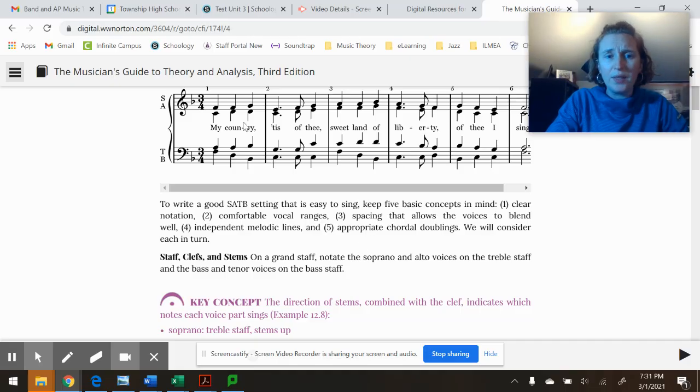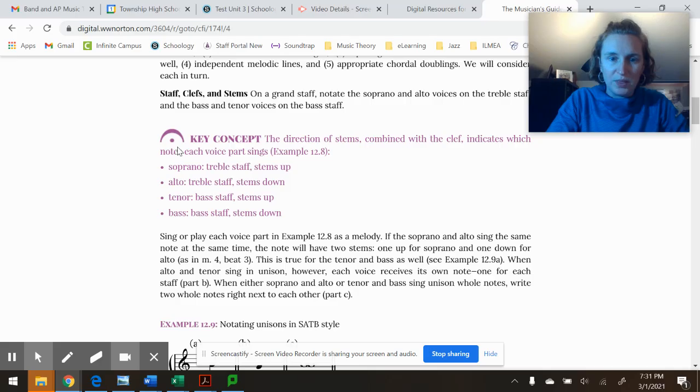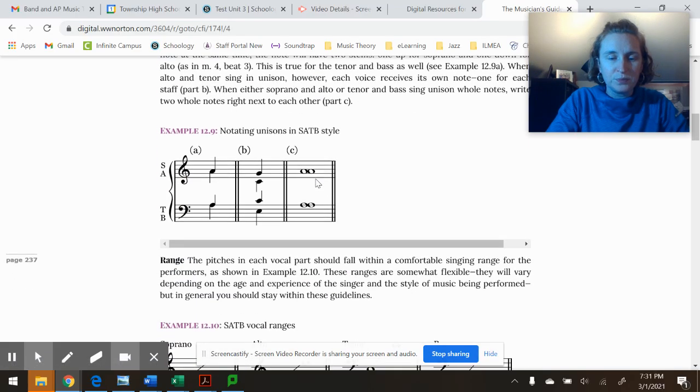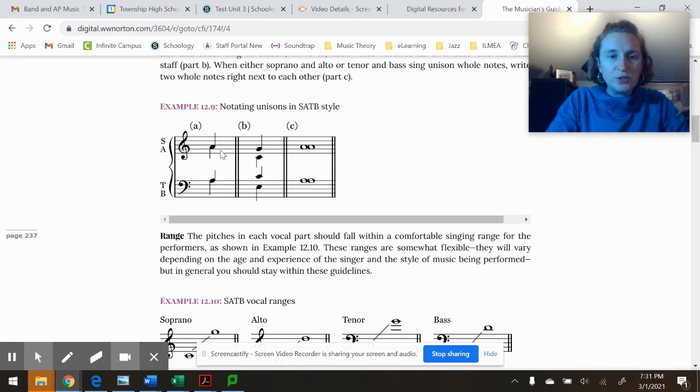All right, now I think we've all gotten this already. Soprano stems up, alto stems down, tenor stems up, bass stems down, okay? They can't be crossing. As we joked at the last test when I accidentally put a couple of the bass notes stems up. So hopefully we've covered that one already, but that is what this key concept is about right here.